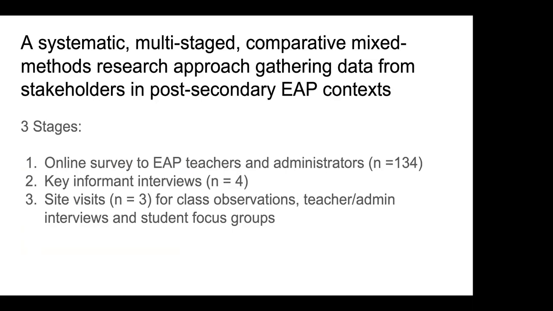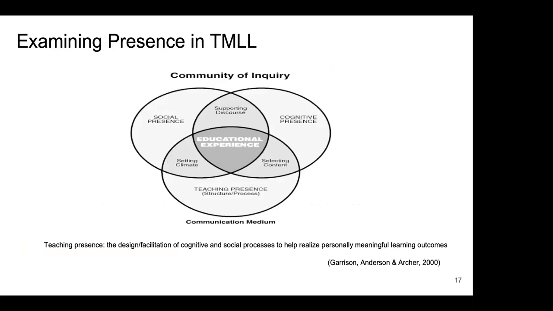And then we've done site visits, which is often a missing piece in this type of research. People get information from surveys, but they don't really see what's happening in classrooms. So this is what we've done. We've gone to 3 institutions, two in Canada, one in the US, with 4 class observations, teacher interviews, and student focus groups to try to get a range of perspectives from different stakeholders.